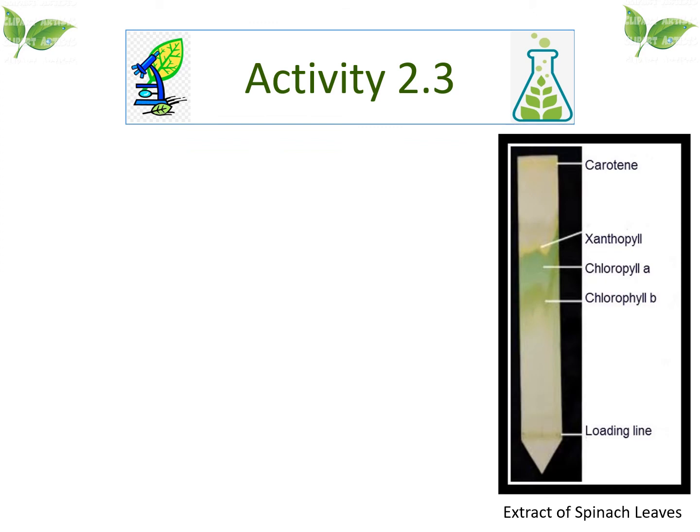Result of activity 2.3. From the diagram, you can see this is the loading line where we put the leaf extract. The solvent carries the dissolved pigments as it moves up the paper, and the pigments are carried along at different rates because they are not equally soluble in the solvent. So this is the result. The pigments: carotene, xanthophyll, chlorophyll a, and chlorophyll b. There are 4 pigments in the extraction of spinach leaf.